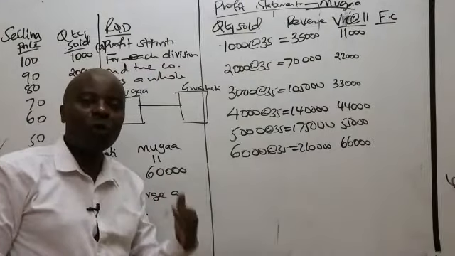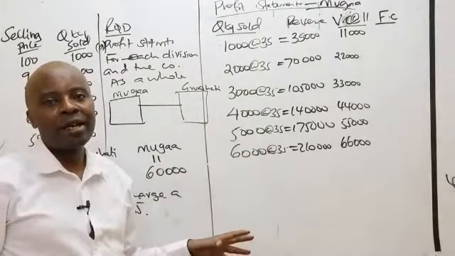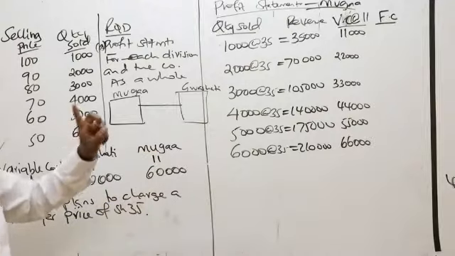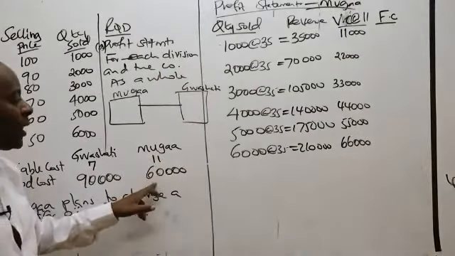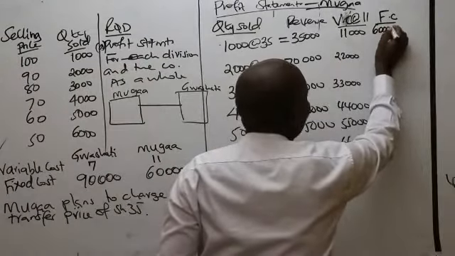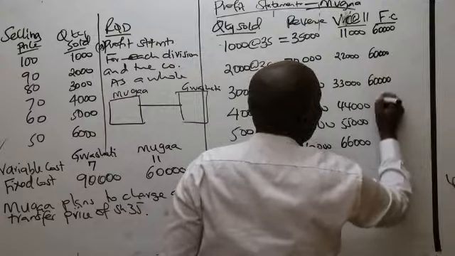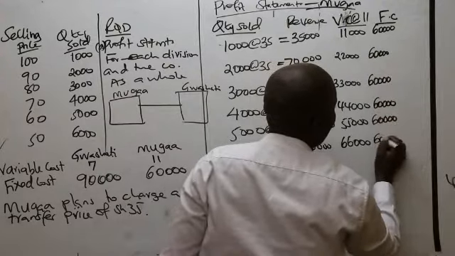Fixed costs will always remain the same regardless of the volumes we produce. The fixed cost of Muga, remember we are doing a profit statement of Muga. Fixed cost of Muga is 60,000.